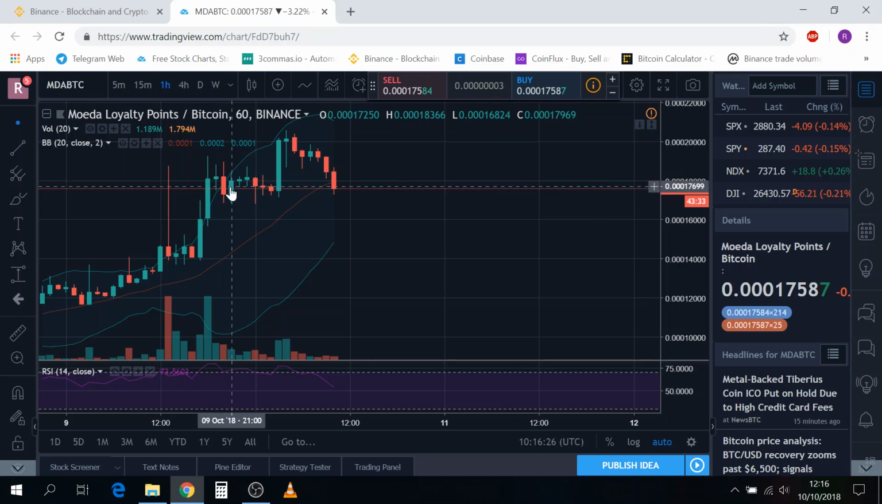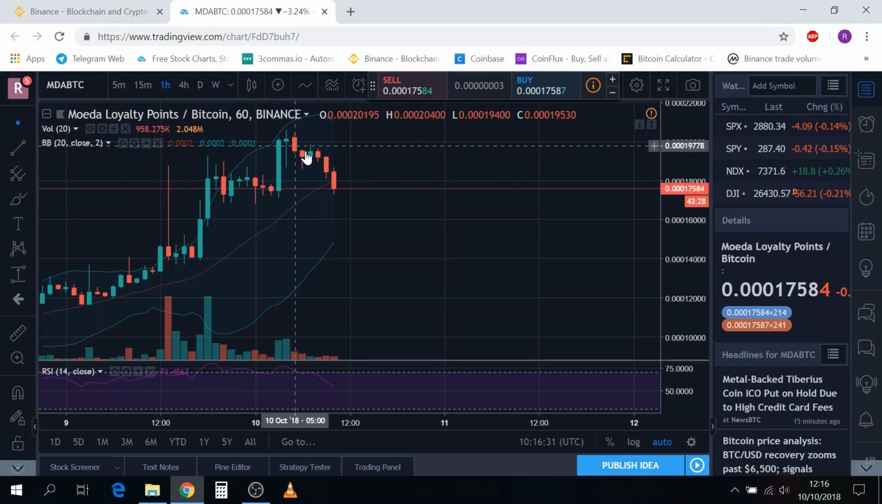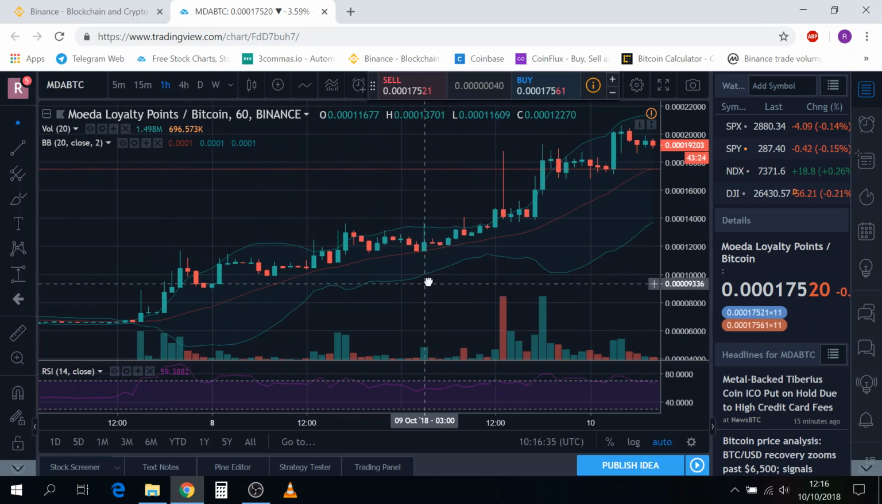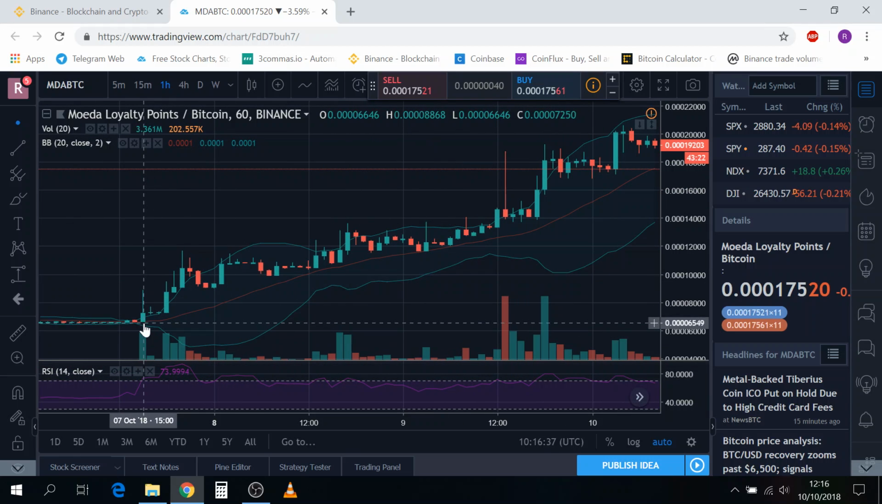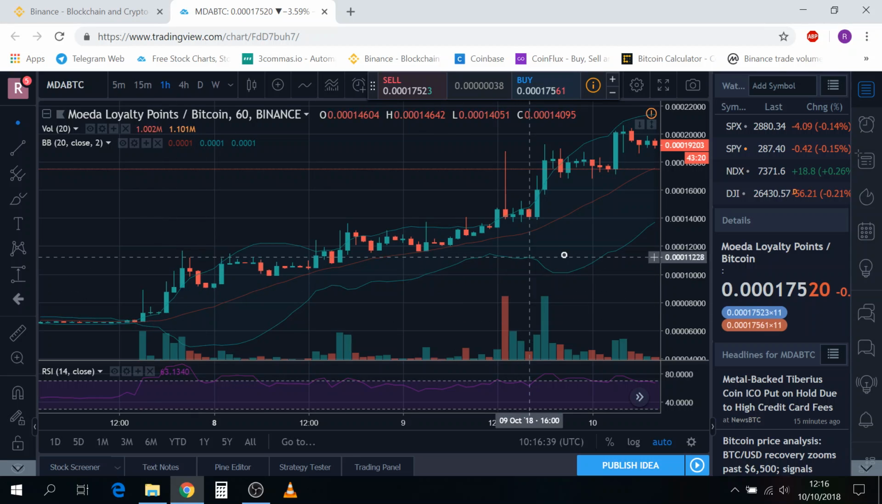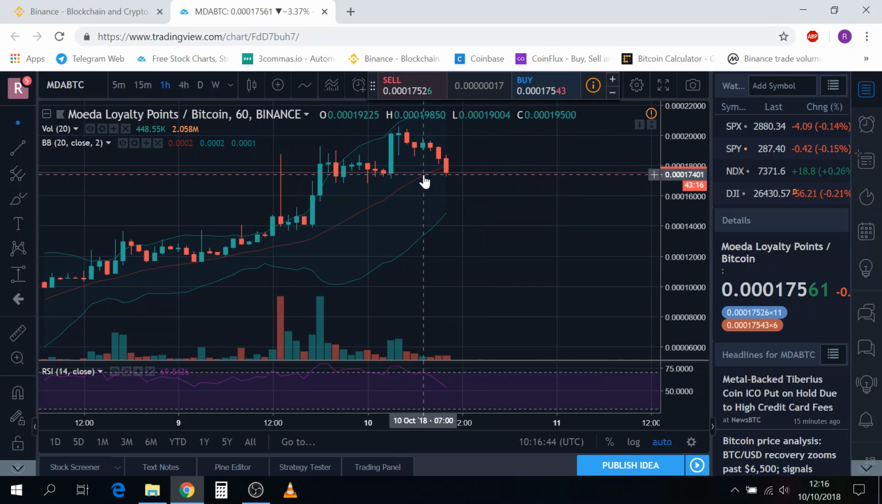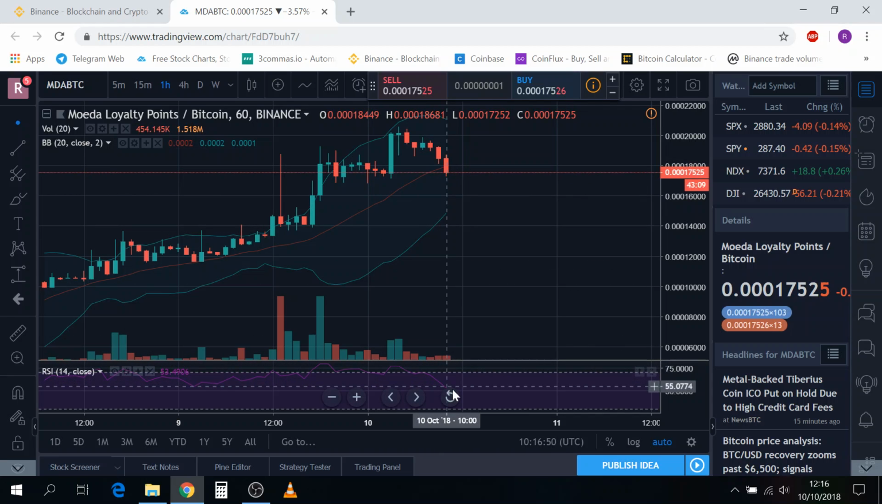Let's see what happens next. You went up, then it went sideways, you went up, and now it starts to go down. And for the first time in many hours, well, ever since 7 October, so in 3 days, we see candles breaking this average line. RSI is going down strong.